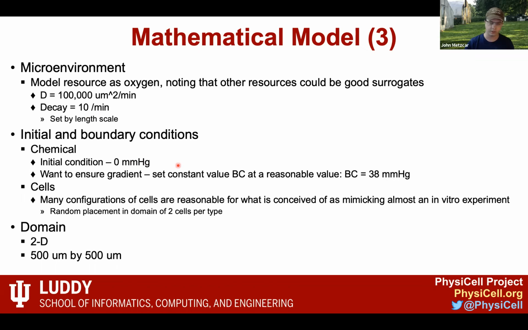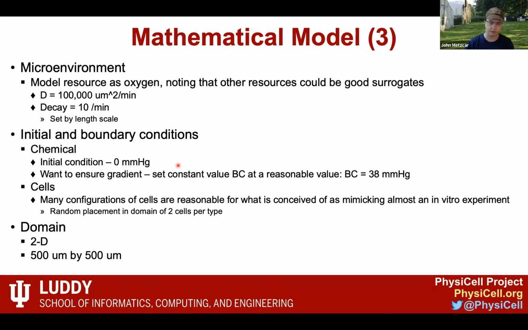So we'll set our boundary condition to be 38 for a reasonable value. And then finally, cells. There are many different cell configurations that would probably work. For right now, we're going to start with a random placement in the domain of 2 cells per type. In this case, because of stochastic birth and death, if we don't have 2, the cells might die before they replicate. So we need at least 2.